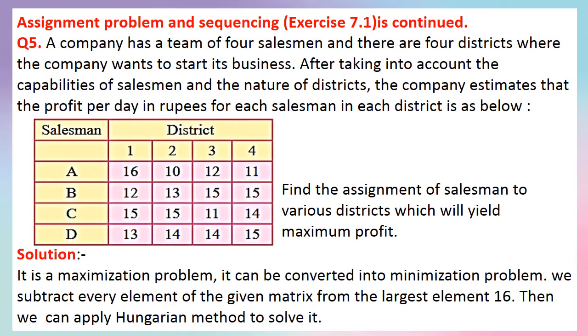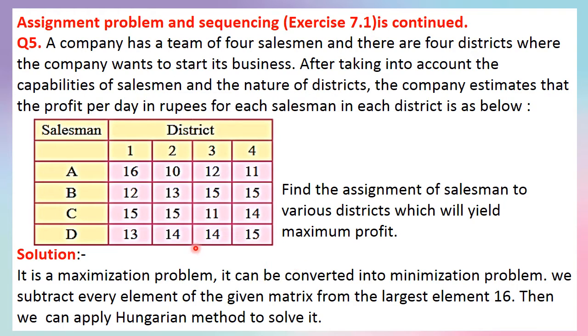Question number 5. A company has a team of 4 salesmen and there are 4 districts where the company wants to start its business. After taking into account the capabilities of salesmen and the nature of district, the company estimates that the profit per day in rupees for each salesman in each district is as below. Then we have a table given here in which the profit is given. Find the assignment of salesman to various districts which will yield maximum profit.